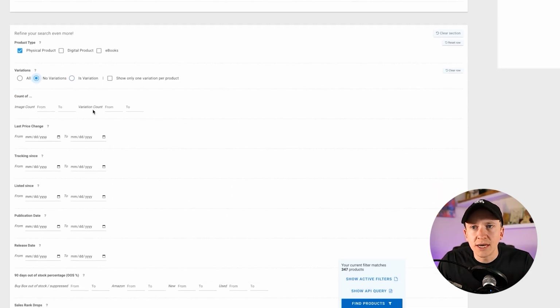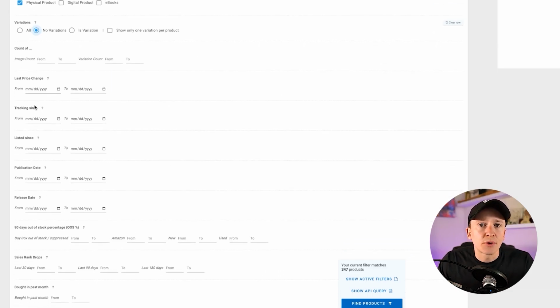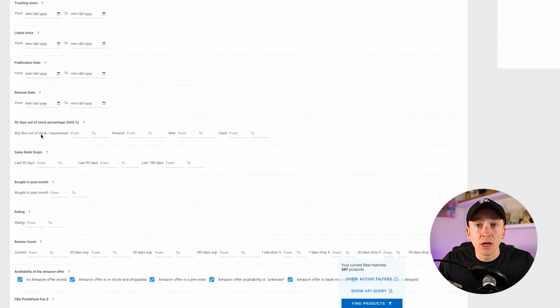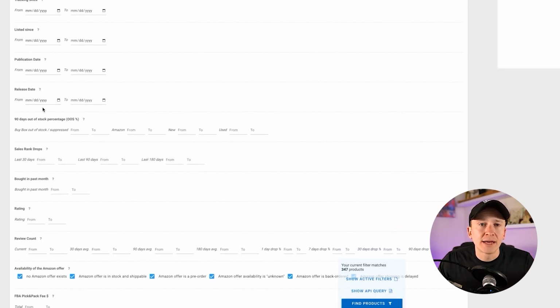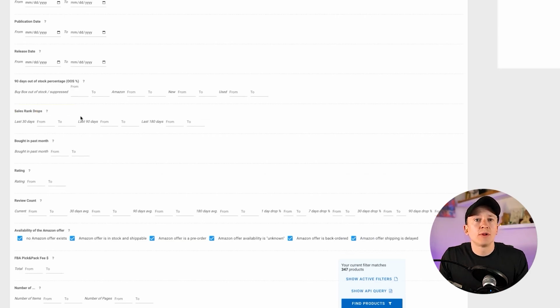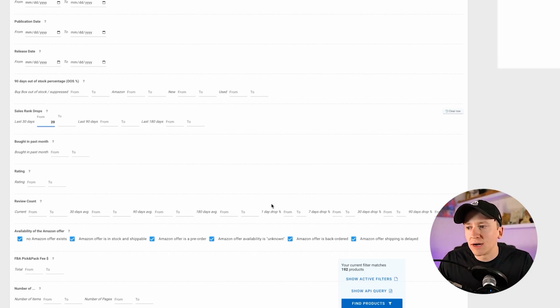Now, there's image counts, variation counts, the last pricing change, how long it's been tracking, all of these different things that you can utilize. You can even look for release date. That can be helpful if you're looking for newer products or older products. And then if there are any out of stock or suppressed buy box percentages, it's very powerful to use this stuff as well. It just depends on what you're looking for. Sales rank drops is also powerful. I know a lot of sellers that look specifically for sales rank drops. Maybe they don't care as much about the sales rank itself, but they want to look for things that have, in the last 30 days, 20 sales rank drops as a minimum.